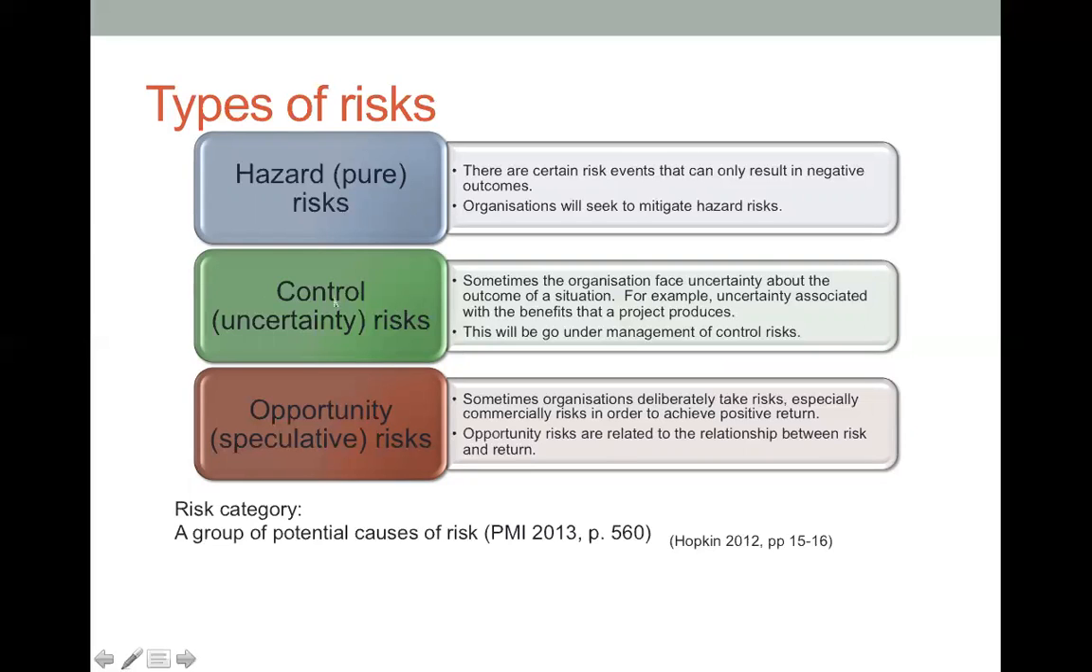Now the next one is control risk. This is uncertain, right? So we need to control that. It may be positive, it may be negative. Therefore, this should go under management of control. So, for instance, the uncertainty associated with the benefits that a project produces. If you launch a new product, it could be positive, it could be negative. Positive if it is successful, like iPhone 7, right? People just lined up in front of the store on the day they launched it, right?